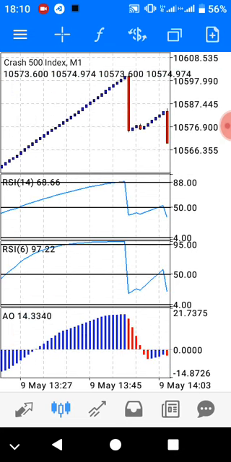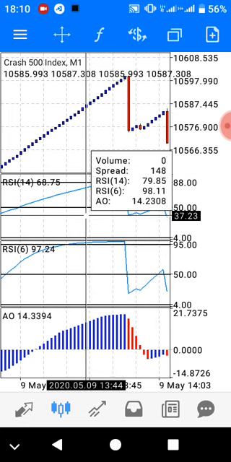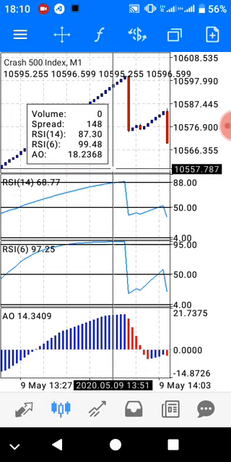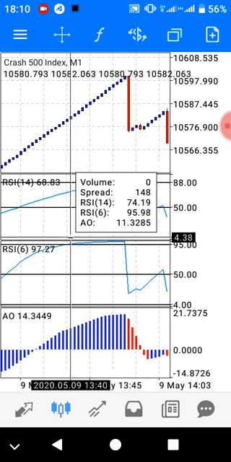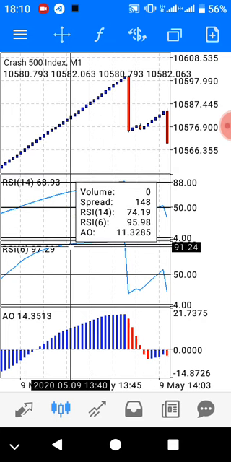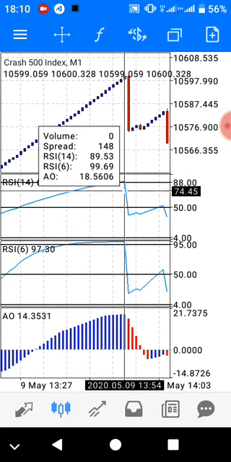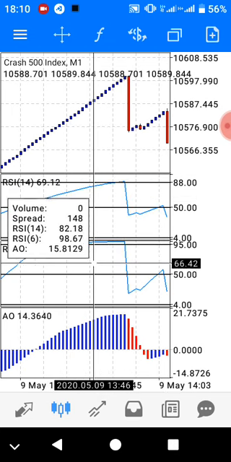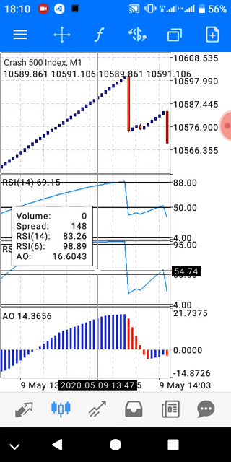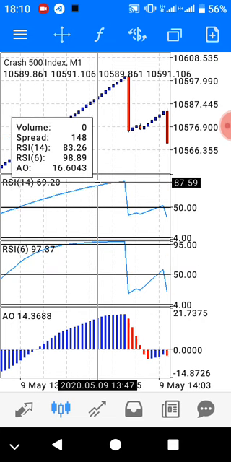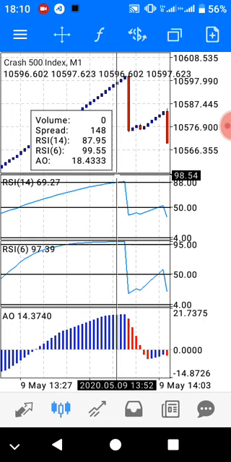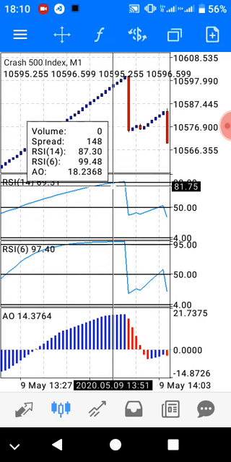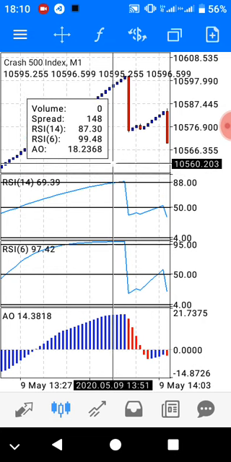If we look at this spike here, when the RSI 6 reached 95, it continued going up. So if you want to avoid the drawdown, if you have a small account and you want to filter this drawdown, use RSI 14. The moment RSI 14 touches level 88, it spiked down.